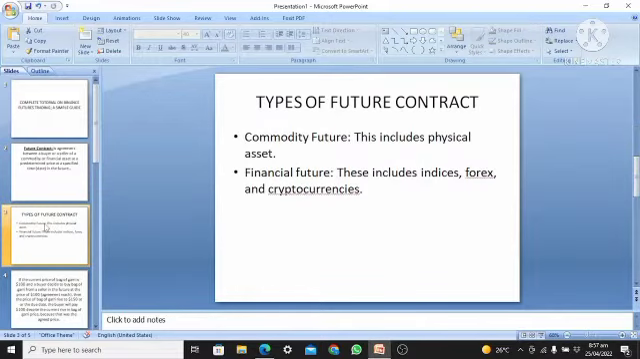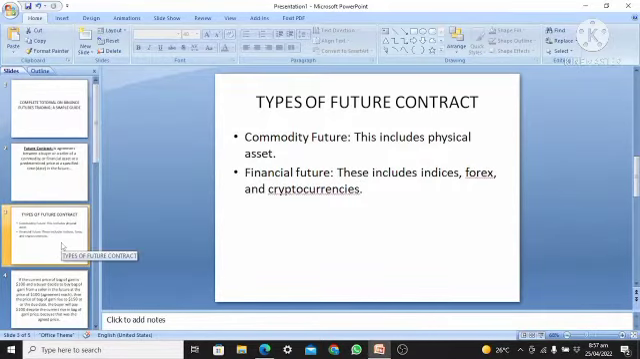So for the types of futures contracts, we have commodity futures. These include physical assets, which is number one. Let's talk about gold, silver, and so on. They are physical assets. Then financial futures, which is the one we are focusing on today. Financial futures include index, forex, and cryptocurrency, and the major thing we are focusing on today is cryptocurrency.